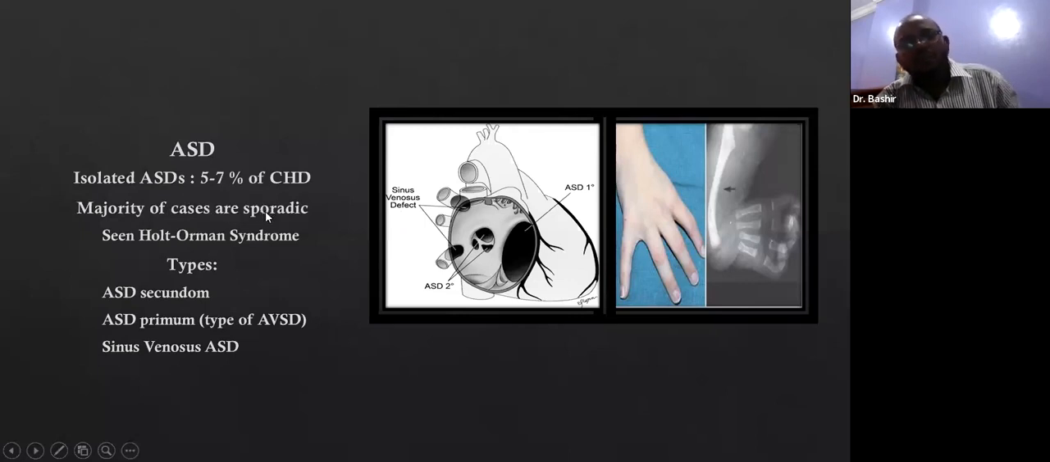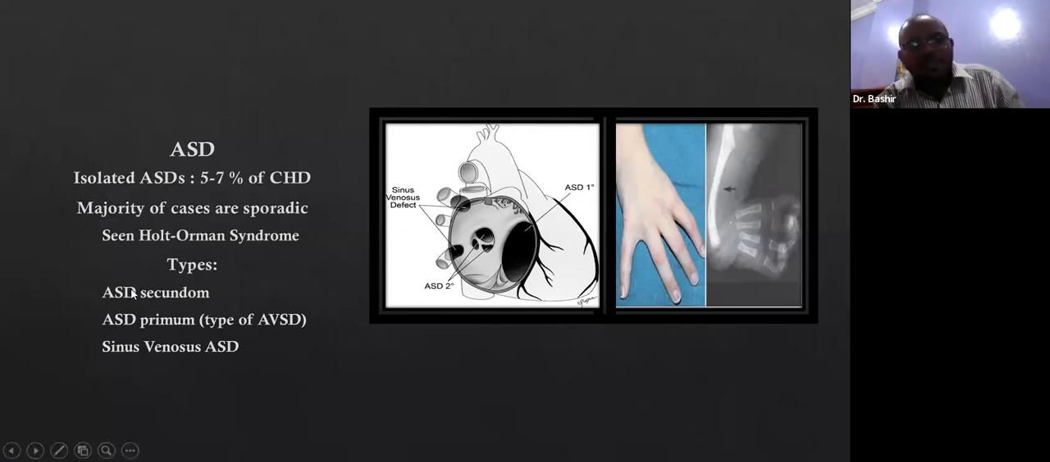The majority of cases are sporadic without known cause, or some of them are associated with Holt-Oram syndrome. Holt-Oram syndrome involves either an absent thumb or absent radii. It is the most common disease associated with atrial septal defect.